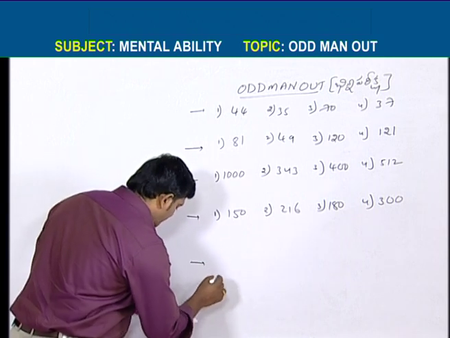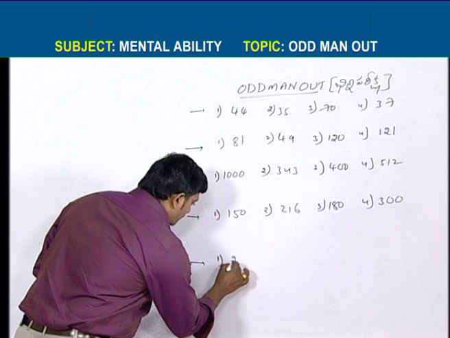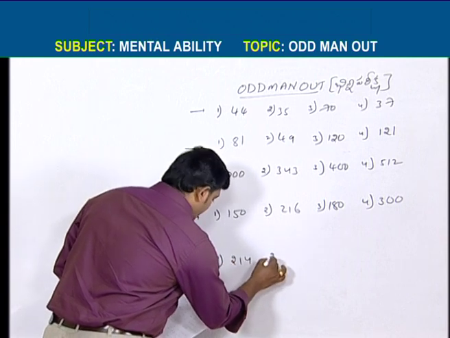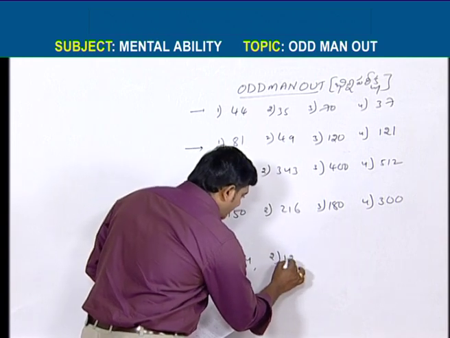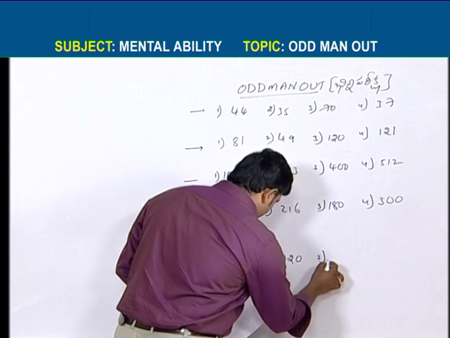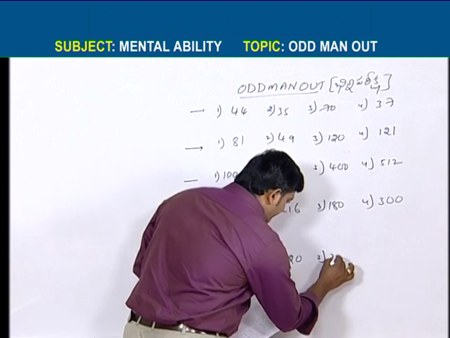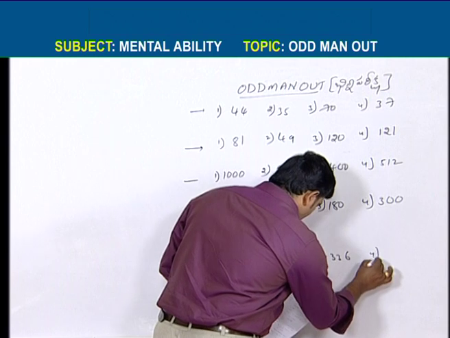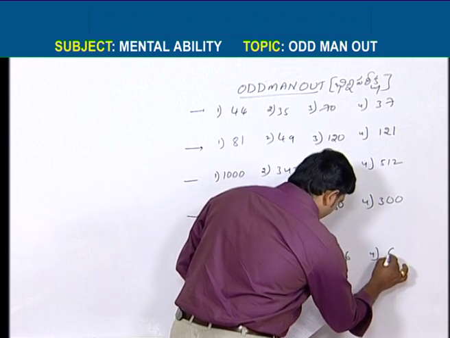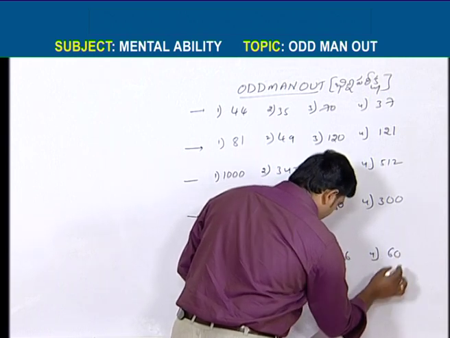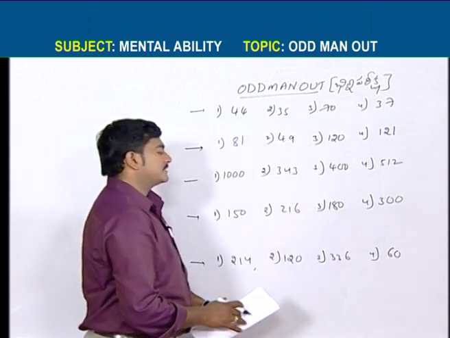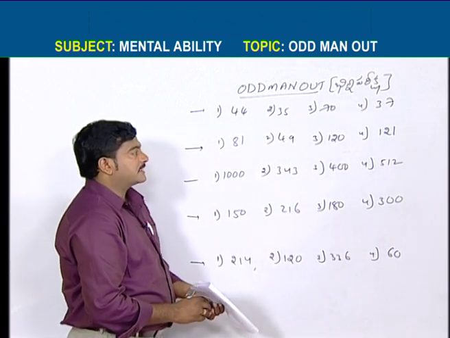The next question is: first option 214, second option 120, third option 336, right? Next, fourth option is 30. Sorry, it's not 30, it's 60. Fourth option is 60. Now we'll discuss all these types one by one.